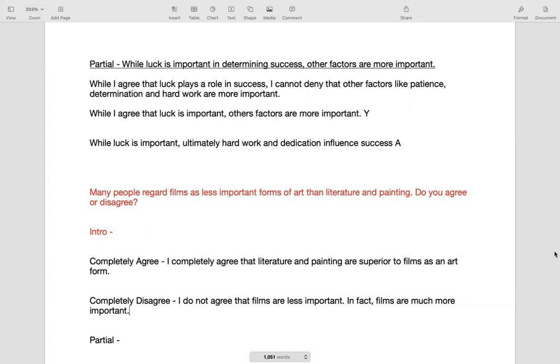Or I will say, I believe this is less important. Literature means books, like novels, like Shakespeare. Okay, partial, let's see. How would you make a partial here? They're calling films less important than literature and paintings. Or they're calling literature and paintings more important than films.